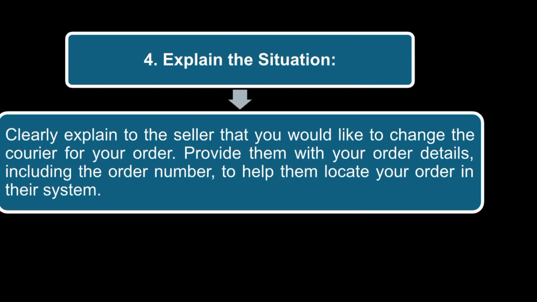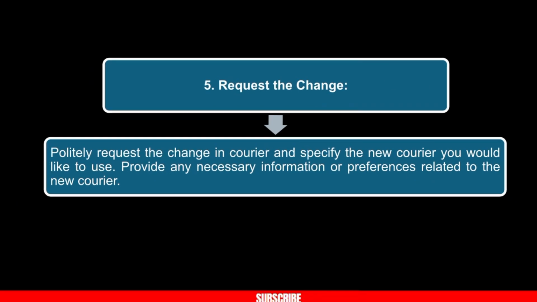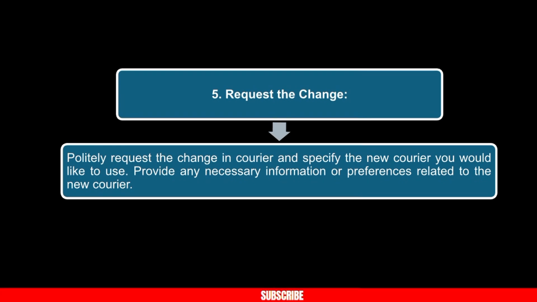Clearly explain to the seller that you would like to change the courier for your order. Provide them with your order details, including the order number, to help them locate your order in their system. Number 5, request the change. Politely request the change in your courier and specify the new courier you would like to use. Provide any necessary information or preferences related to the new courier.